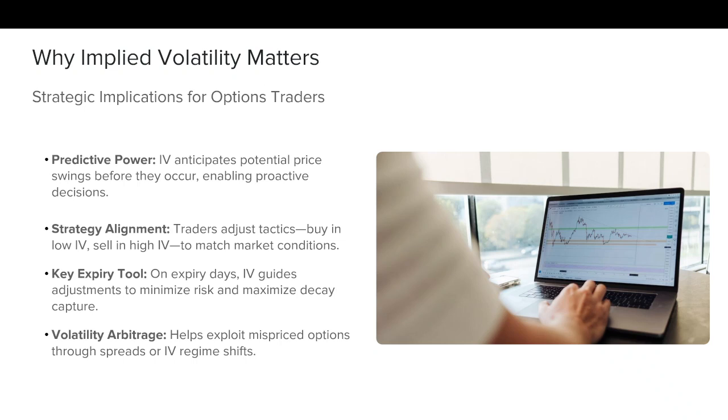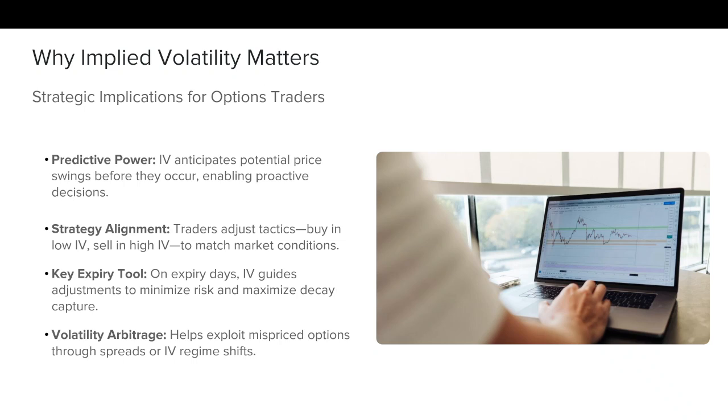Now, why does IV matter? Why should it matter for me? Because it offers foresight. Unlike realized volatility, which is retrospective, IV provides a lens into what the market anticipates. This predictive quality is invaluable. Traders can prepare for market movement, hedge appropriately, or capture opportunity, all before prices shift.